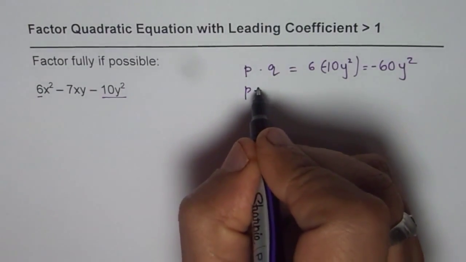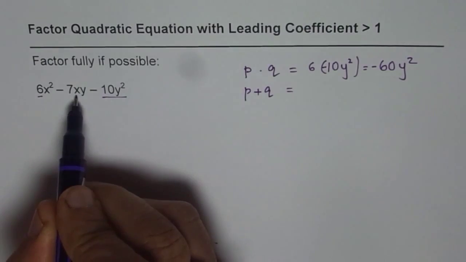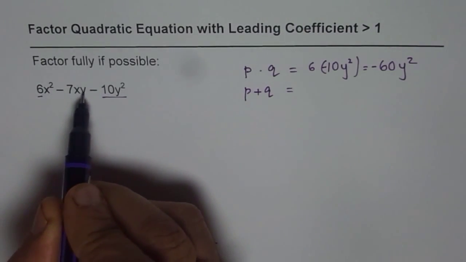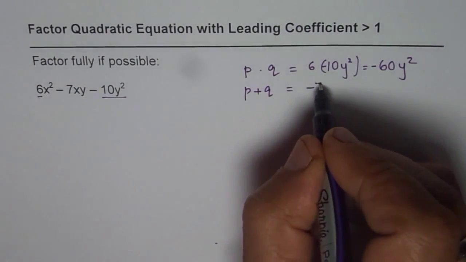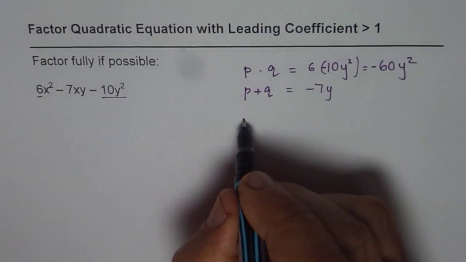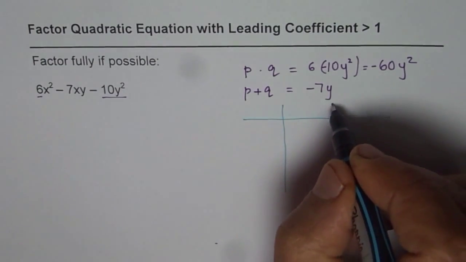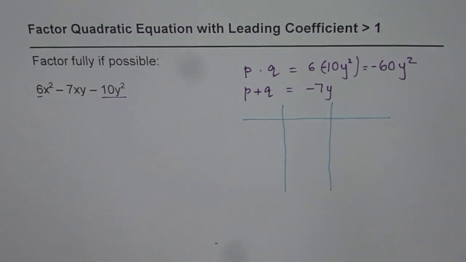And what should be the sum of these two numbers? Sum should be the coefficient of x. Coefficient of x is minus 7y. This is what we are looking for. So what we should do is make up a table. This is the thinking which goes in our mind, and it doesn't really take much time to solve, but since I need to explain it to you, I'm going in small steps.